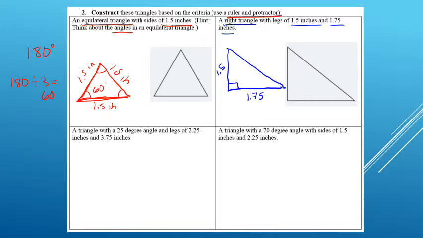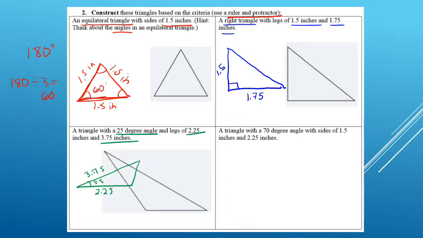For the third, we're looking at a triangle with a 25-degree angle and legs of 2.25 and 3.75 inches. So again, make sure you're starting with that angle, 25 degrees. Then your legs, so 2.25, 3.75, however you're going to construct it, and then connecting them together. Again, your finished product should look something like this. If it was turned to the side, mine is just kind of a rough sketch. Again, make sure you have each of those components.